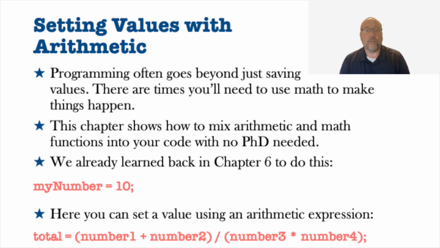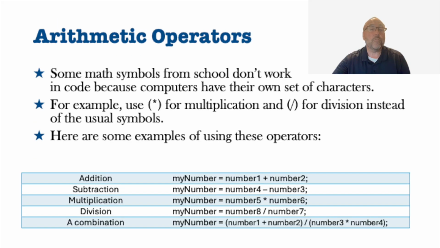In chapter 6, you learned how to set a value of something like this. Well, you're going to learn in this chapter how to write an arithmetic expression that's more like this. Total equals, open parentheses, number 1 plus number 2, close parentheses, divided by, open parentheses, number 3 times number 4, close parentheses. So let's get into it a little bit.